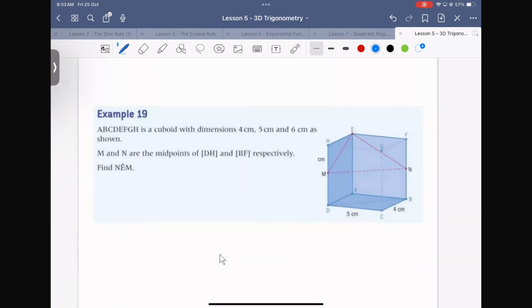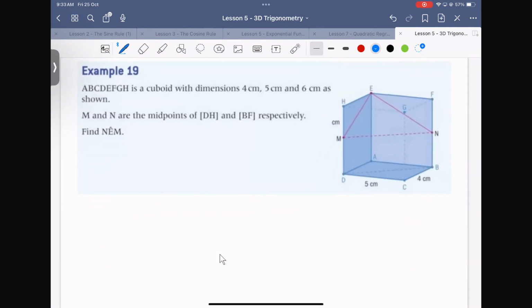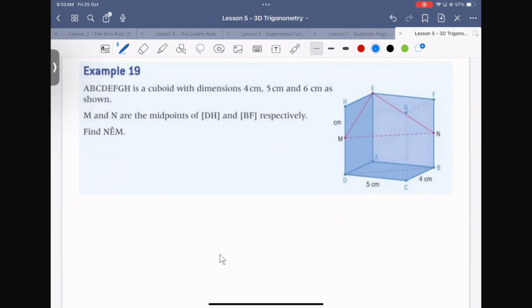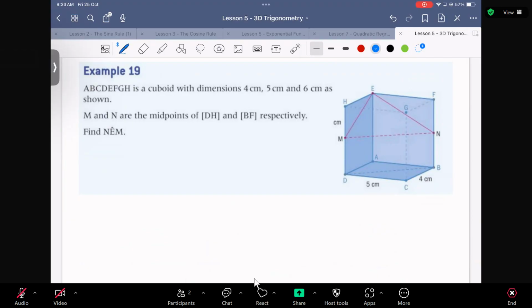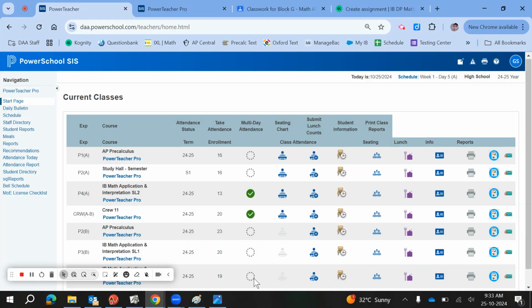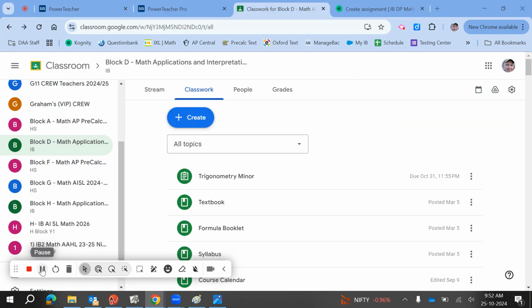Let's have a go at another one. This one's a little bit harder. Have a go at this one for yourself for 5 minutes, and then I'll run through it.